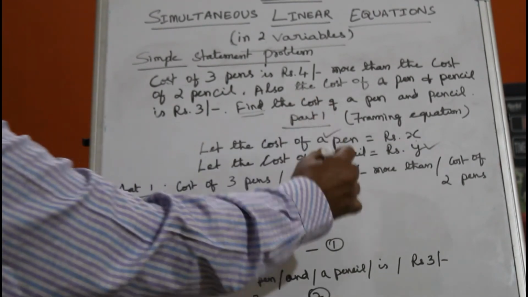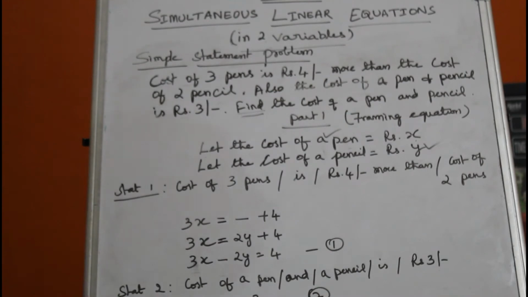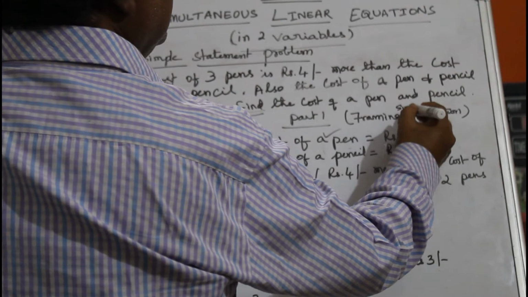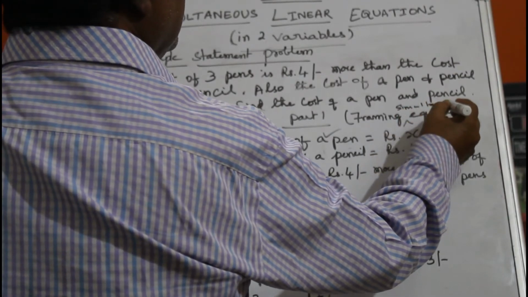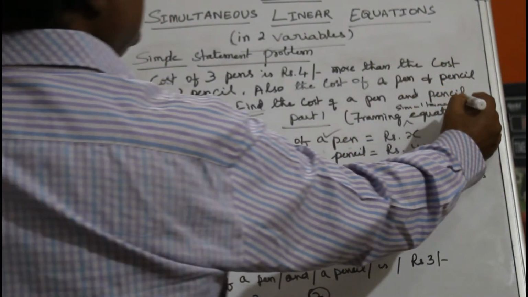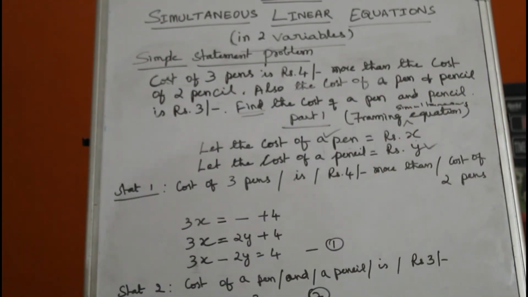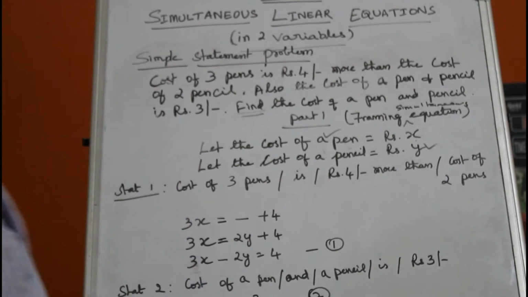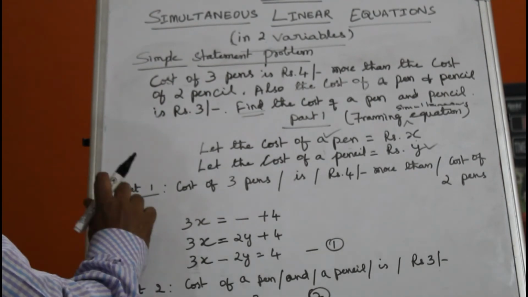Actually this is called part 1, framing the simultaneous equation from the statement. From the given statements you must frame the simultaneous equation. There are a lot of problems, especially sums based on time and distance, time and work are very popular. But this we are doing only simple statement. If you want a thorough model, you can join that Zoom app.